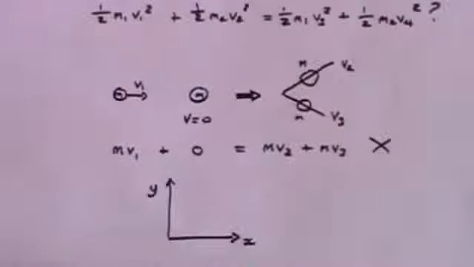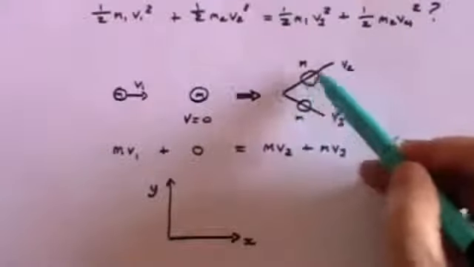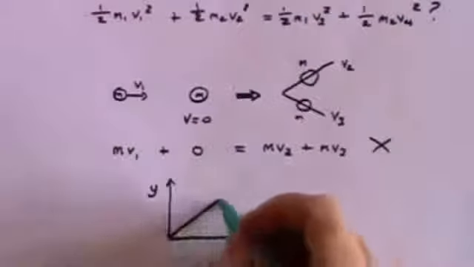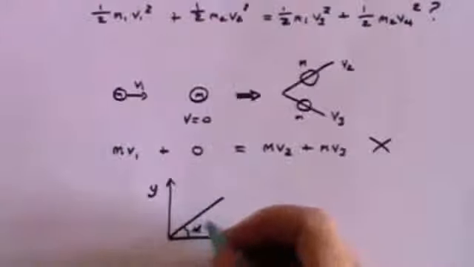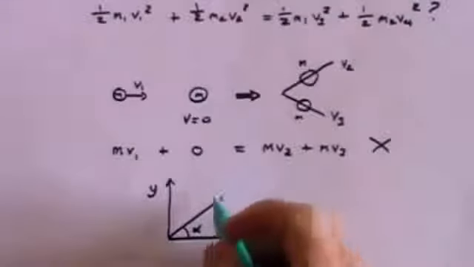And what we say is that momentum is conserved in the x direction and momentum is conserved in the y direction. So let's consider a momentum such as this one here, the mass that is now travelling at velocity v2. Here it is, and let's say that that angle is alpha. So the velocity is at an angle alpha to the x direction or the x dimension.